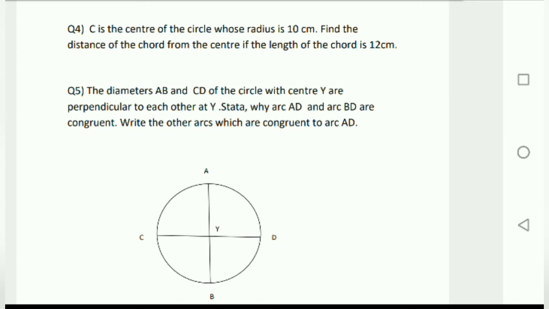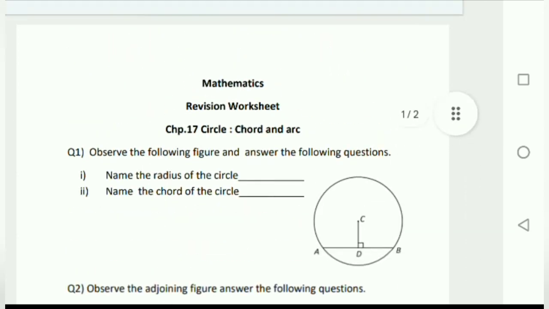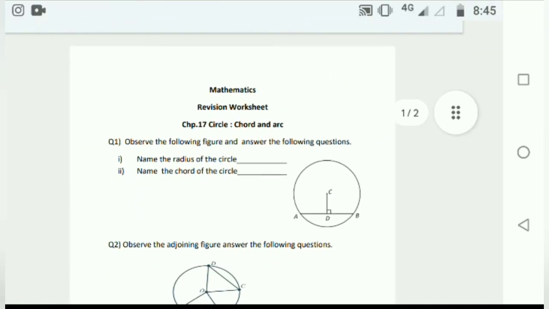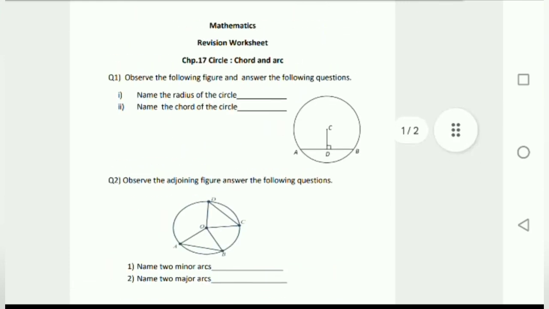So wherever necessary, if you feel you are getting confused with the question, just draw a rough diagram and accordingly solve it. Okay, so it is a very small worksheet, only 5 questions are there. So do practice, students. The answer key will also be given to you all. Okay.